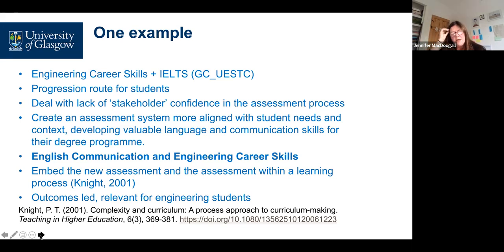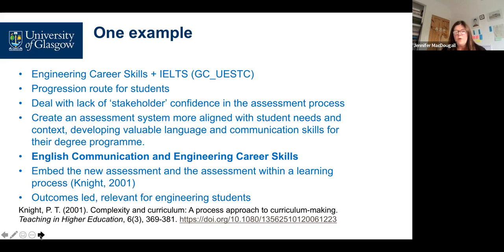Now, bearing in mind, our students all stay in China for their degree. They're not coming from China to study in Glasgow. They're studying in the university in China, which is UESTC. It's an electronic science technology university. So we had a lot of problems with this. The progression route for the students was IELTS. They were engineering students. They spent 2 years doing IELTS classes ad infinitum.